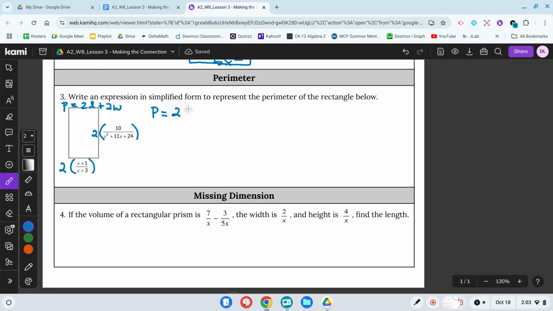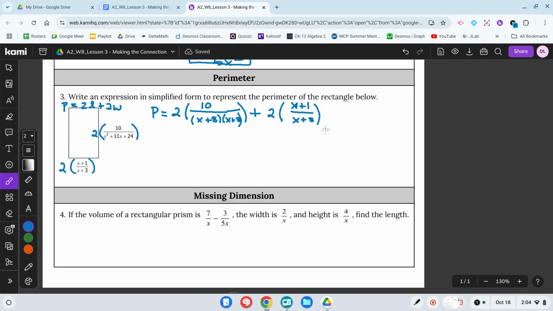So we'll say 2 times 10 divided by, I'm going to go ahead and factor this again, just because the factors are easier to find common denominators. So we have x plus 8 and x plus 3. And then we have to add to that 2 of the x plus 1 over x plus 3.